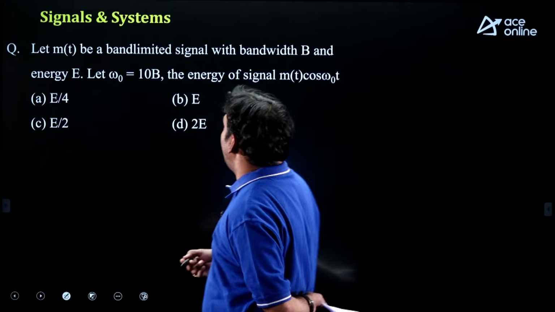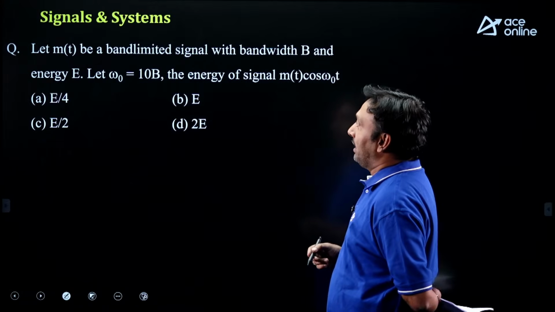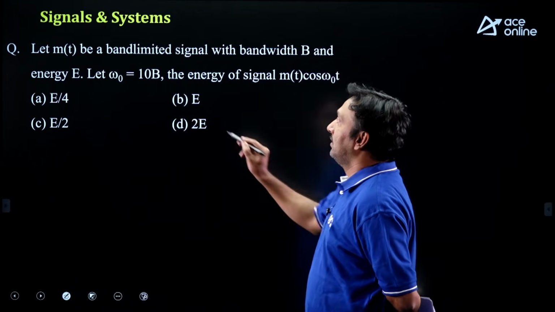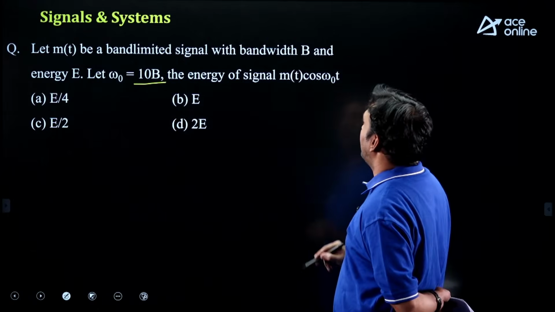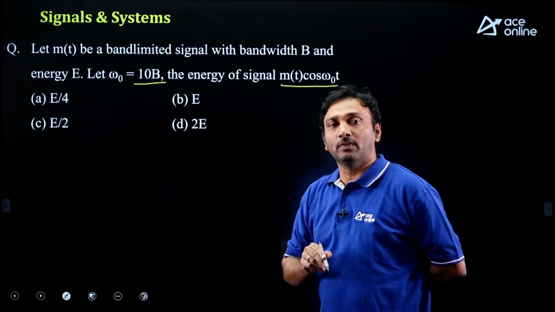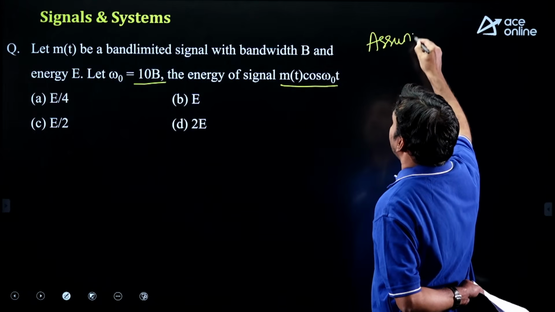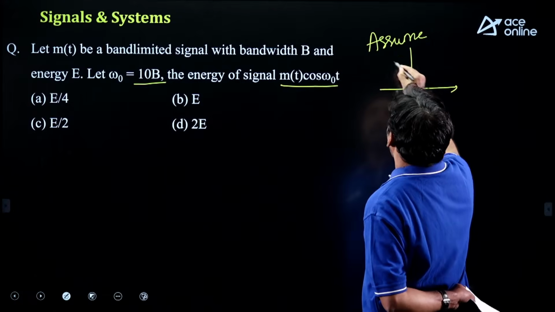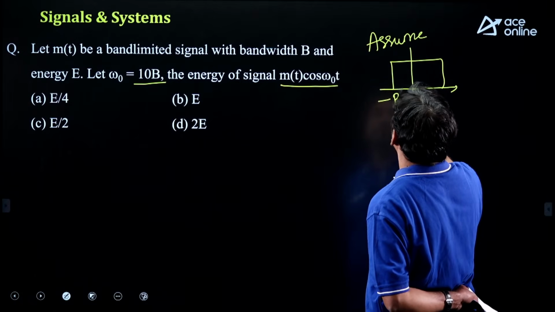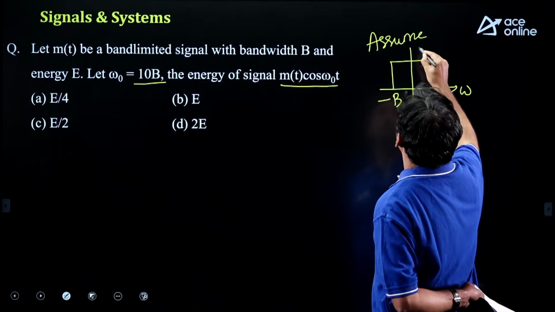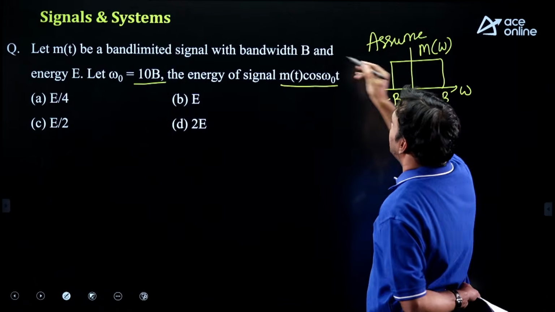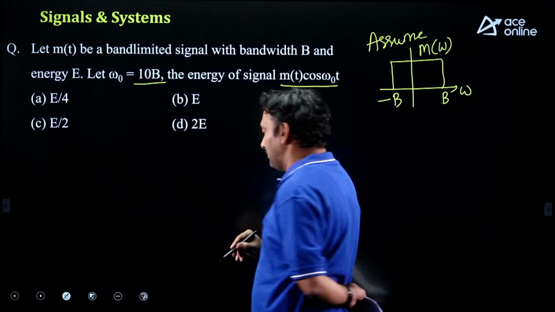Let m(t) be a band-limited signal with bandwidth of B having energy E. Let omega naught be 10B, then what is the energy of the modulated signal m(t) cos omega naught t? For our easiness, I am assuming some spectrum, a band-limited spectrum, which covers from minus B to B. It is band-limited to B.